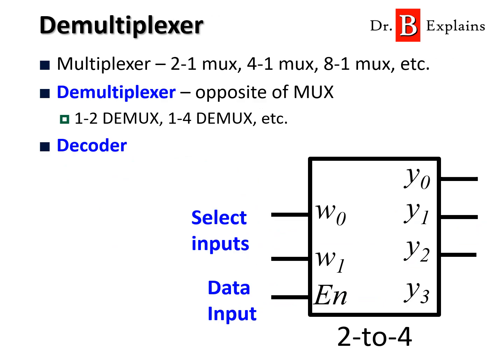Now a demultiplexer is basically a decoder. Remember the multiplexer goes from 2 to 1, 4 to 1, 8 to 1. The demultiplexer is the opposite of the multiplexer. In this case, we're going to go from 1 to 2, 1 to 4, and so on. But it's basically a decoder with the data input connected to the enable, and the select inputs will be W0 and W1.